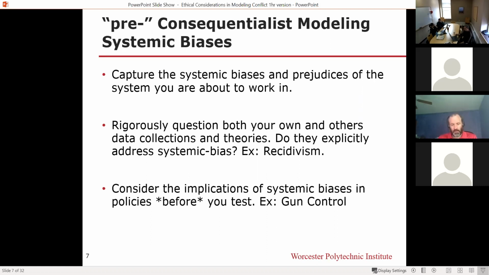A big case example of this comes from the analysis that's done in recidivism, where they were using not AI, but analysis to help speed decisions of, do we release this prisoner on parole or don't we? What they found is that the analysis they were doing was systemically biased because of the prejudices within the prison practices going back over the time they looked at the data. And you have to consider the implications of systemic biases in policies before you test. For example, gun control has a massive disparity in it that I've talked about, where Blacks and Hispanics suffer probably 70-something percent of the prosecutions, but only make up some 28% of the population.